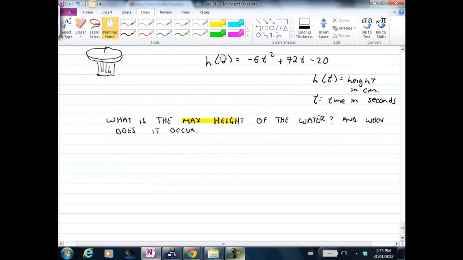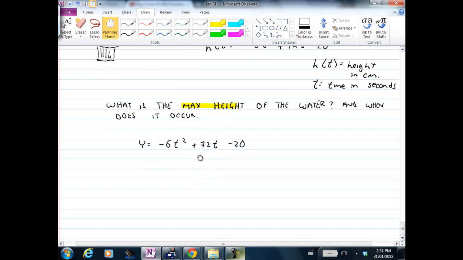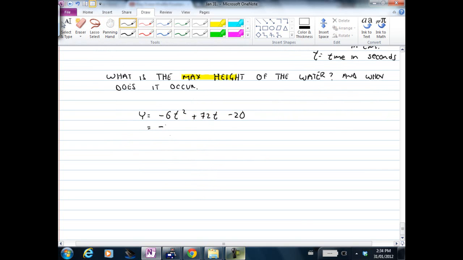H of t really is saying y. So I'm going to rewrite this using the word y instead, because a lot of you are saying, so I can work with y. See? y equals negative 6t squared plus 72t minus 20. I'm going to complete the square, and if you completed the square, you should have negative 6 times t squared minus 12t minus 20. Okay? That should be negative 6 times t squared minus 12t plus 36 minus 36, minus 20. I'm going to bring out this minus 36 by multiplying with this negative 6.